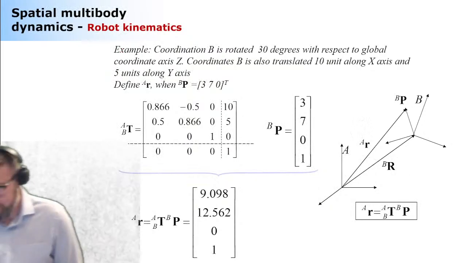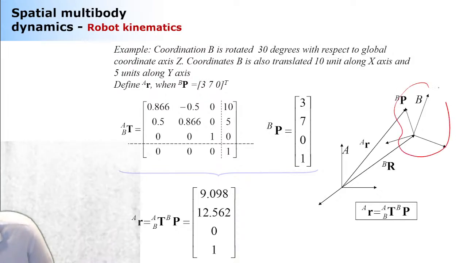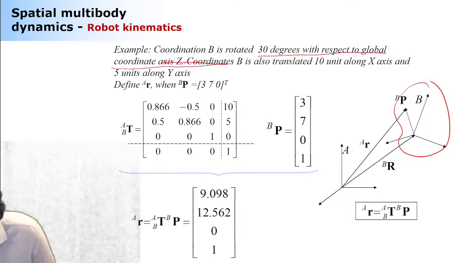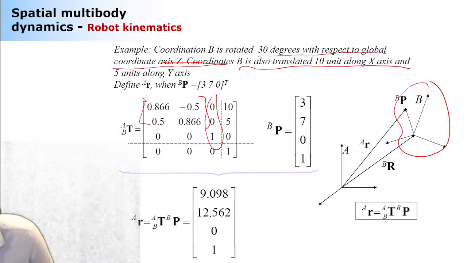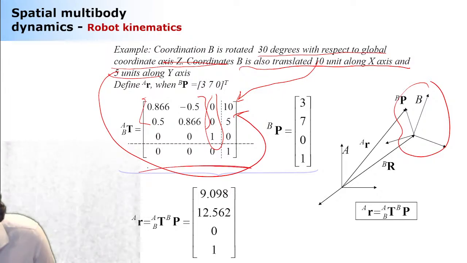All right, let's make a short practice. Here is a coordinate system, the B coordinate system, which is rotated 90 degrees with respect to the global Z axis. And now we can create the rotation matrix based on this information. This is going to be representing rotation of 30 degrees, and you see that this is where the axis takes place. And then it is translated 10 units along the X axis and 5 units along the Y axis. So you're substituting that information here and that information here. You have the 4x4 representation. And then the P is defined like this one here.